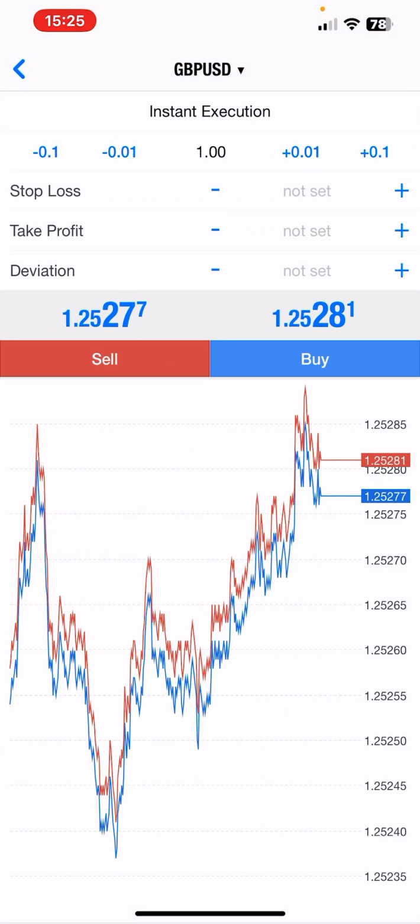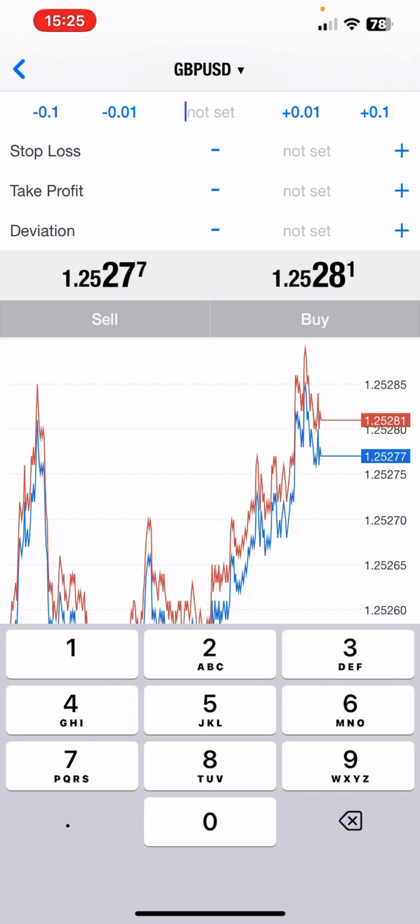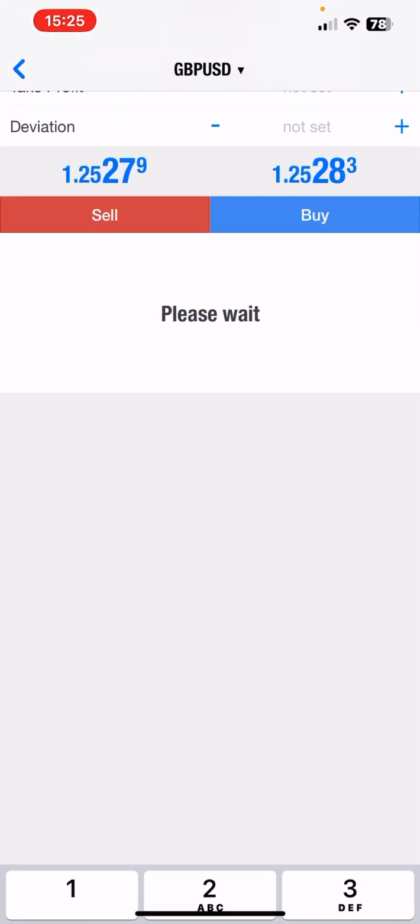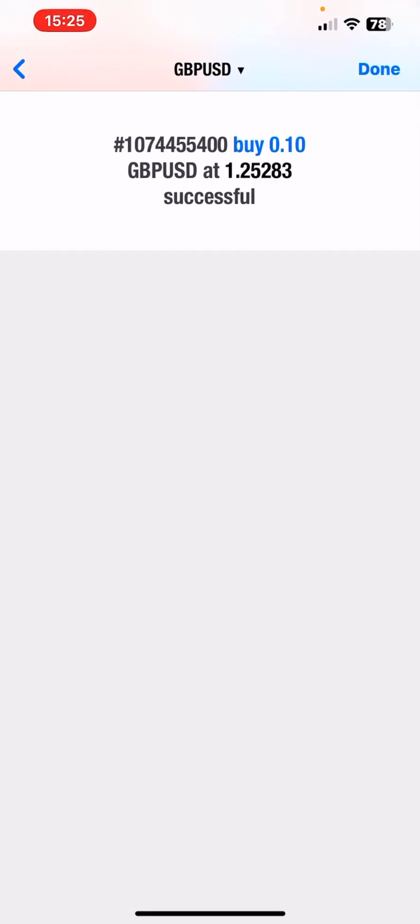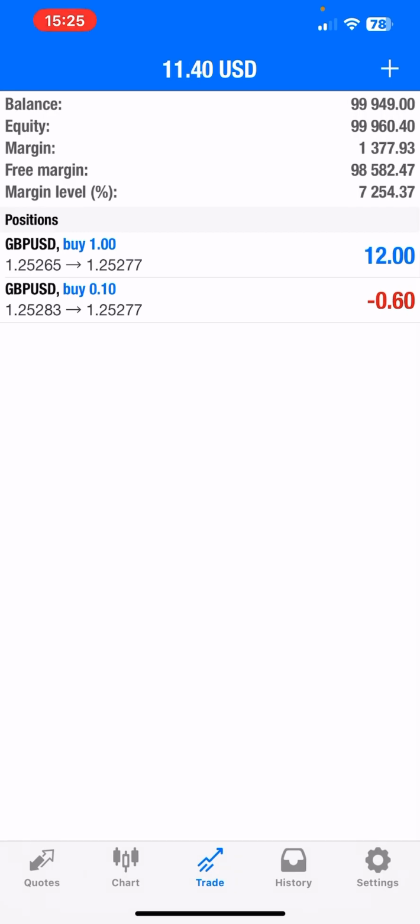If I use a micro lot of 0.1 and place a buy order, as I said, with 0.1 each pip movement is equivalent to $1. If it goes in your direction, you make plus $1; if it goes against your direction, you make negative $1. So let's go down. You have 1.25283. That is the price at which you bought, and you are looking at the fourth decimal place, which is 8 in this case, right?